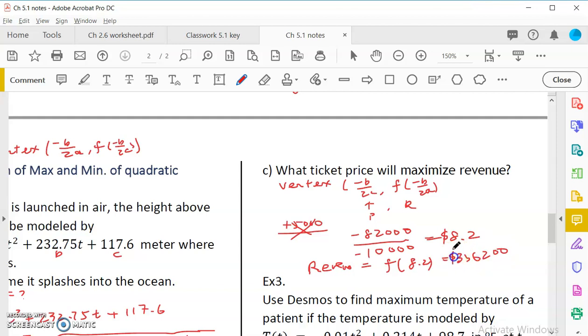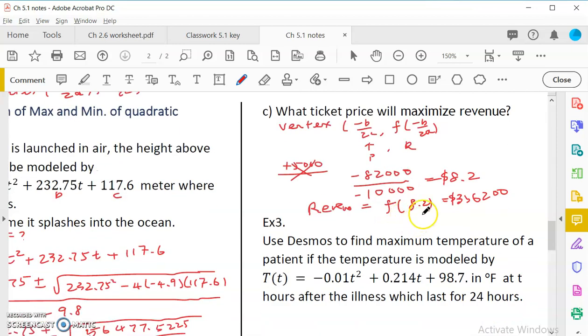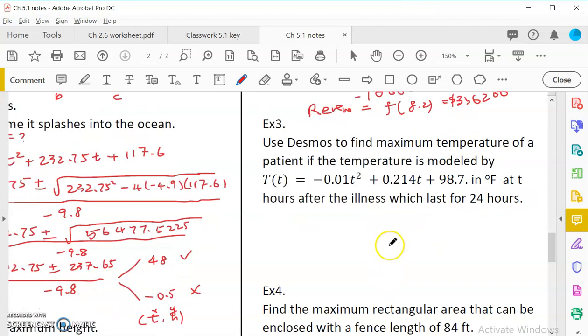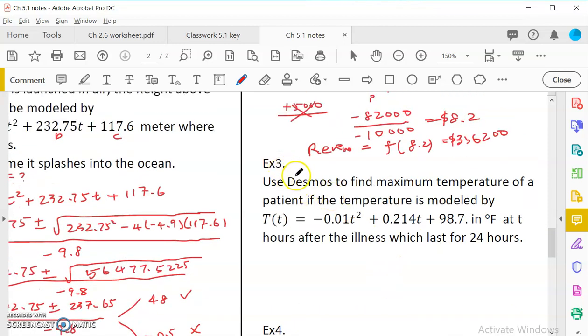So you would gain that dollar. So that is the first part. The second one is actually two more. The second one, or the third one, is actually use decimal to find maximum.